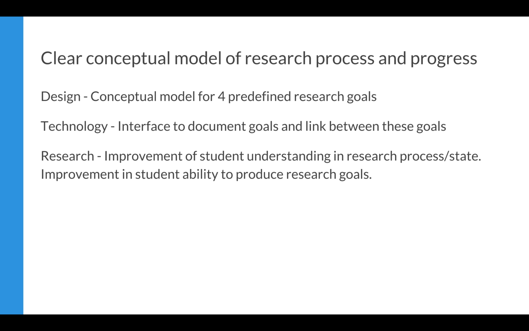Okay, so the first goal is a clear conceptual model of research process and progress. The main design here is that we have a conceptual model of four predetermined research goals that we feel encompass the entire research process. So the technology here is an interface to document goals that students write, as well as links between these goals so they understand it conceptually, really providing a scaffold of how to think of the research process. In terms of research, and for the following slides, we're just going to talk about our outcomes. The main outcome is basically improving student understanding in research process, or state of what is actually happening, and their ability to produce research goals.